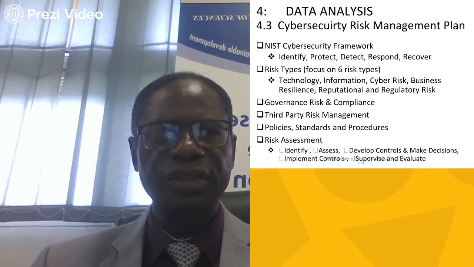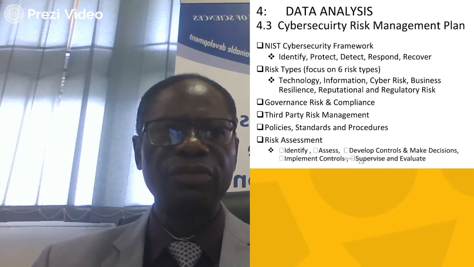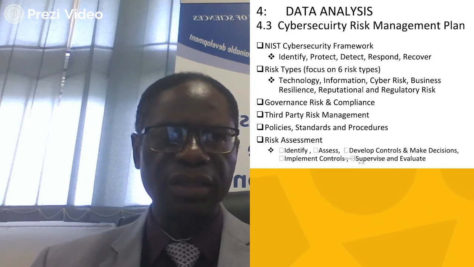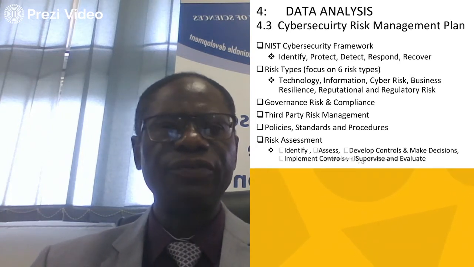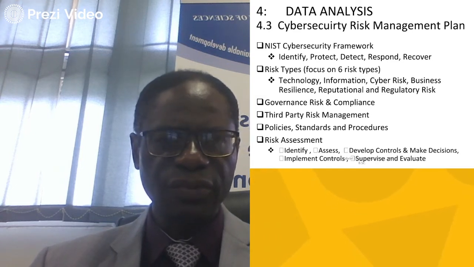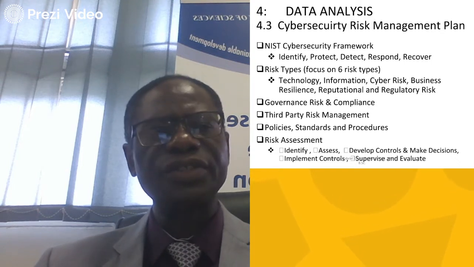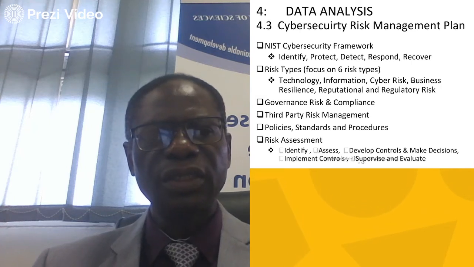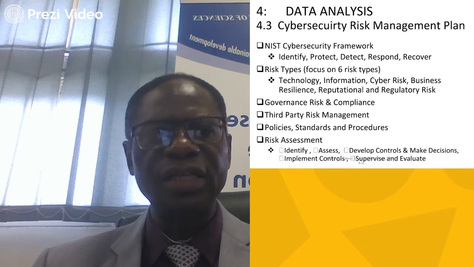The second element is to look at the risks that we face, and some of these risks may be to do with the technology, with information, the business resilience, reputational, and regulatory risk. And then the third level focuses on the governance risk itself and compliance. For example, if there is IT governance in an organization or a general governance which looks at those issues broadly, it's important to manage those kind of risks at a very high level.